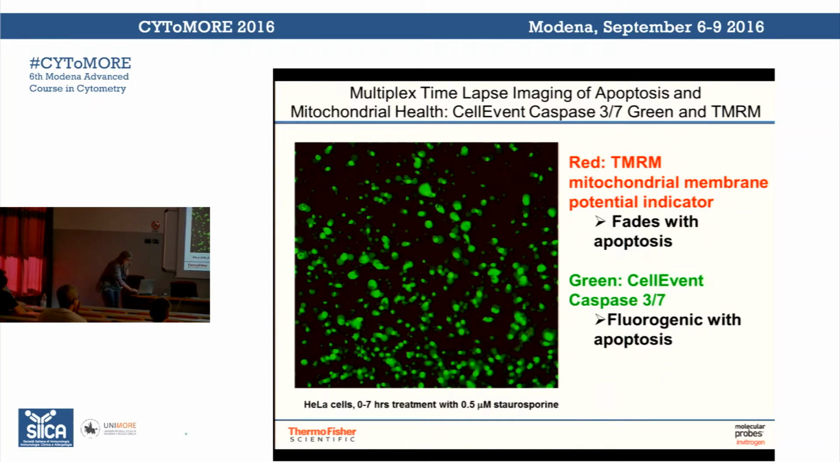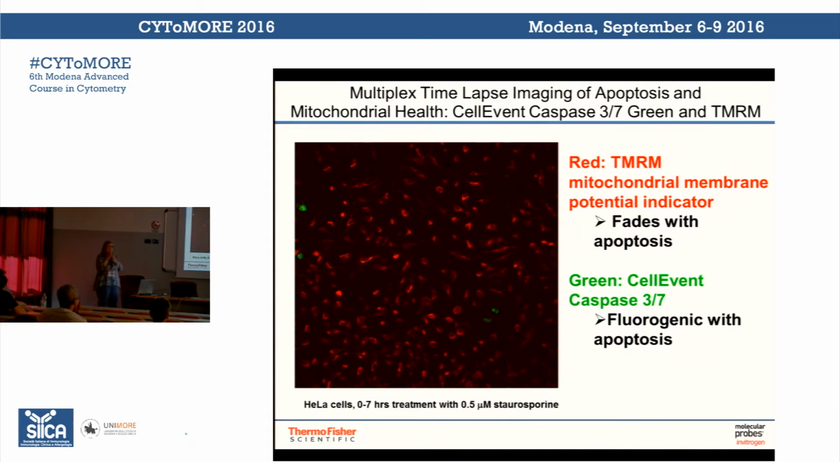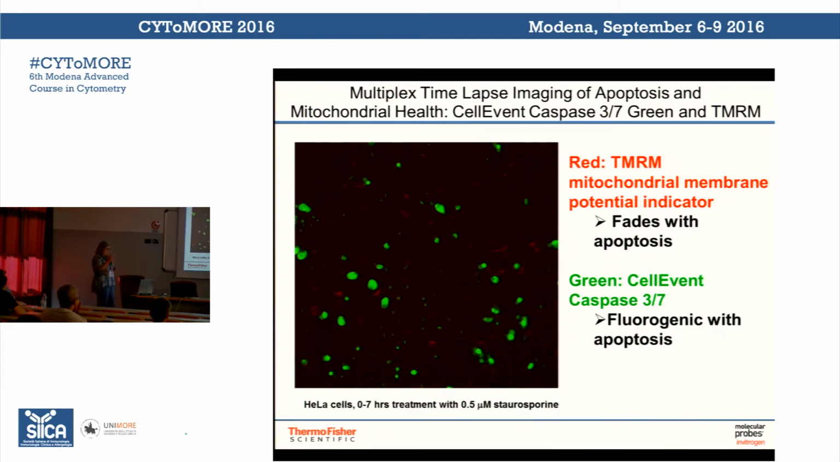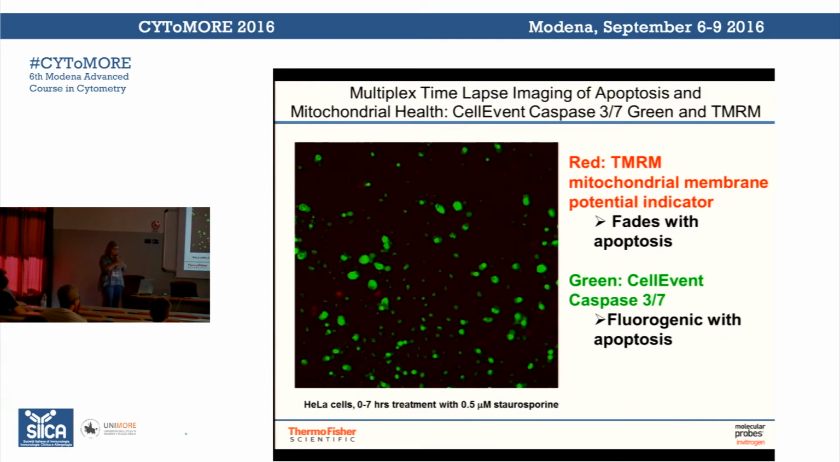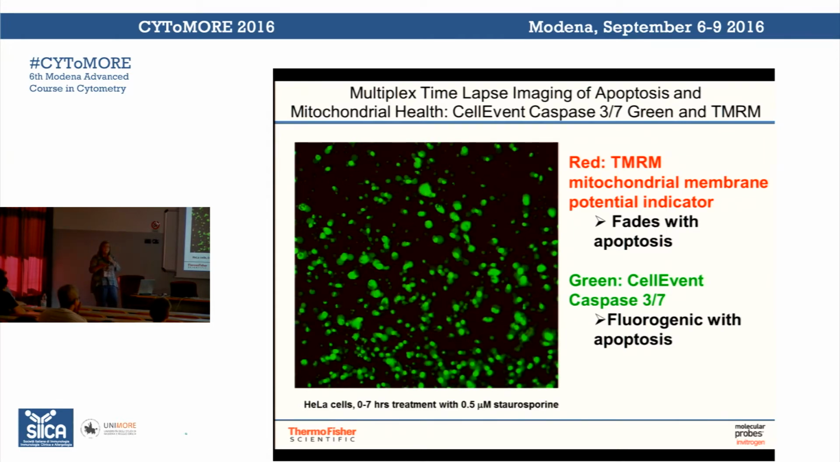I'm going to play this again. And this time I want you to look for the green cells that kind of float off. And as the apoptosis continues, you see some of these green cells just float off. And this is very typical with cells that are on a surface. As they die, they float off, they detach.